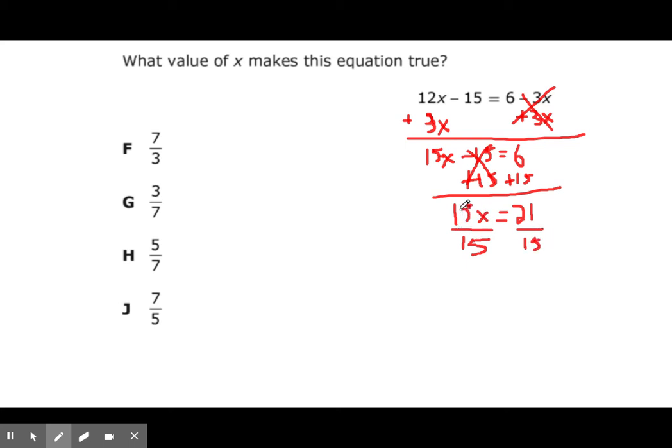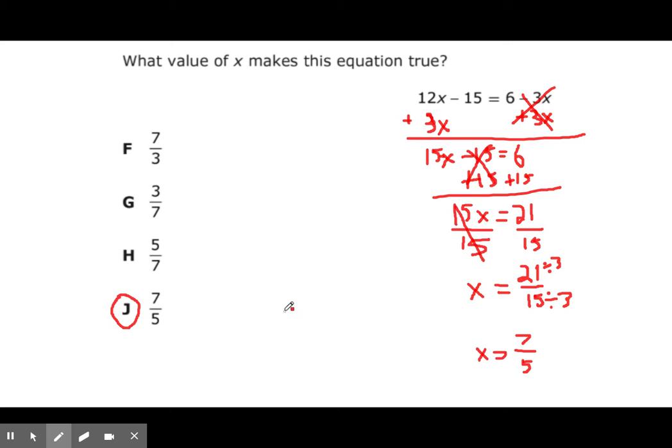15 times x divided by 15 leaves me with just that one x. That's what I want. I want that x all by itself. 21/15. All right. Do I see 21/15? I do not, because we need to simplify our fractions. Well, I know to simplify 21/15, I can divide each side by 3. Which then gives me 7/5. All right, do I see 7/5? Why, yes, I do. That is answer choice J or D.